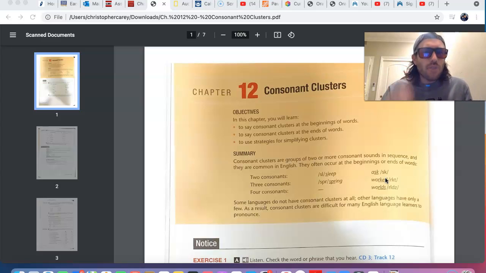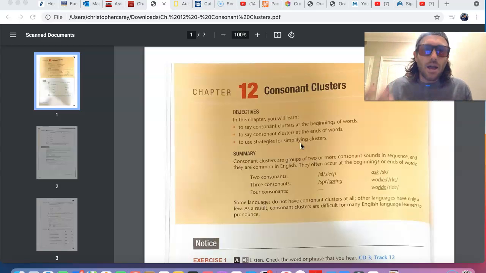So here we are at the very end of our course. We're really kind of zooming in on these specific features, phonetic features of the language. We looked at linking last chapter. And there's going to be a little bit of linking that takes place in this chapter too. That's one of the strategies for how we simplify clusters. It can be exhausting.